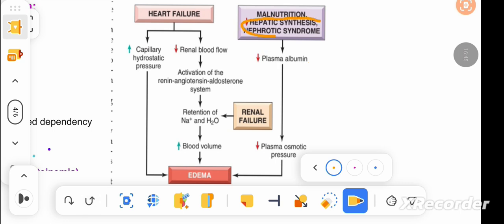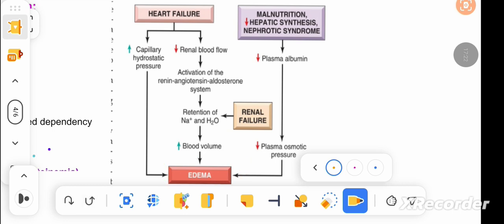And then in reduced hepatic synthesis, and nephrotic syndrome, where we have loss of proteins in urine, proteinuria, we will have a reduction in plasma albumin. That reduction will lead to reduced plasma osmotic pressure. And we know osmotic pressure is the one which keeps the fluids in the blood vessels. So if it is reduced, then the fluids will be lost. They will go into the interstitium, and then they will lead to edema.